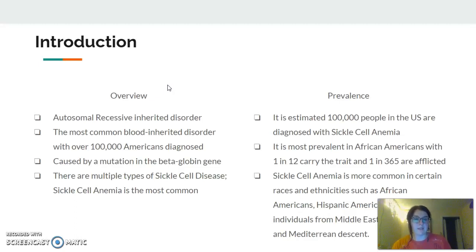For prevalence, like I said before, about 100,000 people in the U.S. are diagnosed with sickle cell anemia. It's most prevalent in certain races and ethnic groups, African Americans being the most commonly diagnosed. 1 in 12 are carriers, and then 1 in 365 are actually afflicted with the disorder. It's also really prevalent in Hispanic Americans as well. That comes second behind African Americans, but individuals of Middle Eastern, Asian, Indian, and Mediterranean descent are also more commonly afflicted with it.